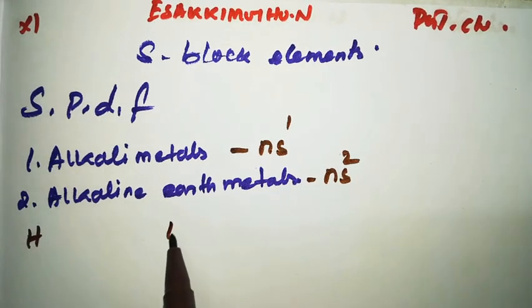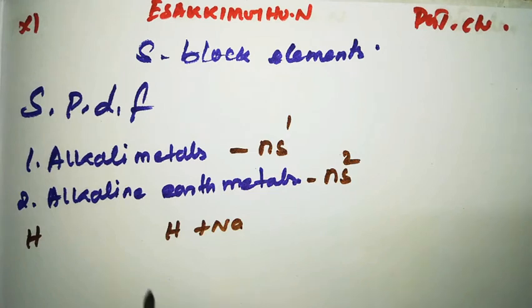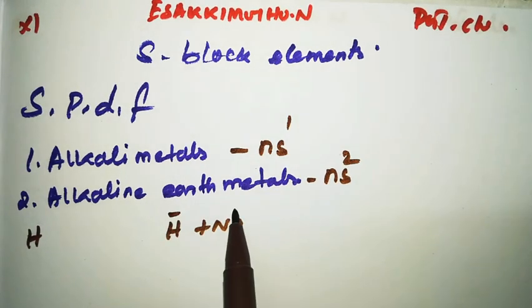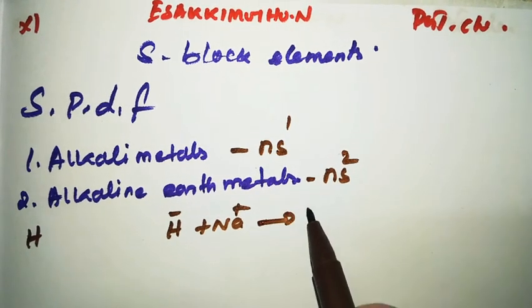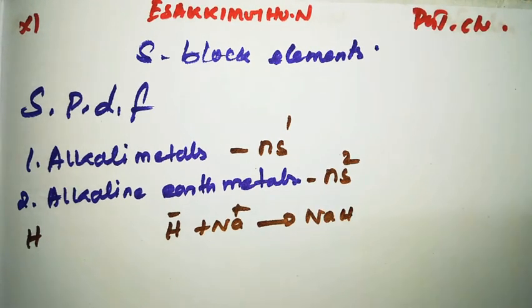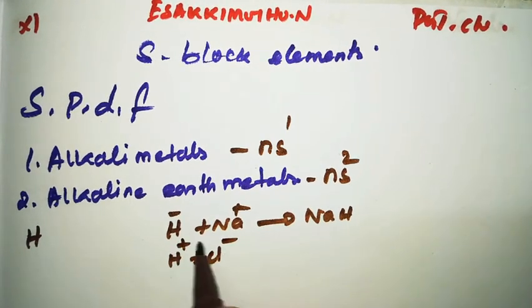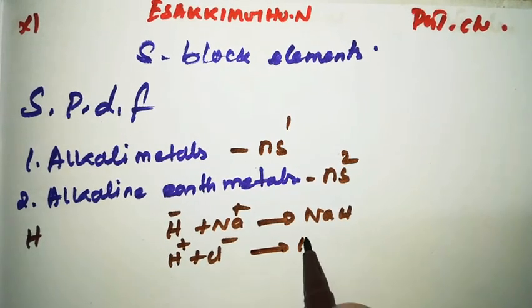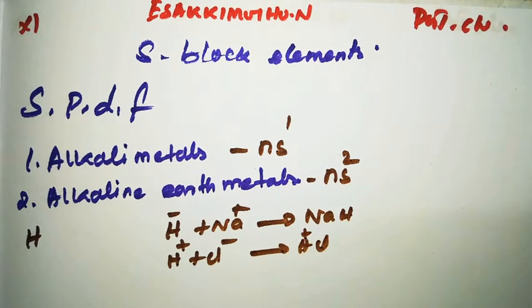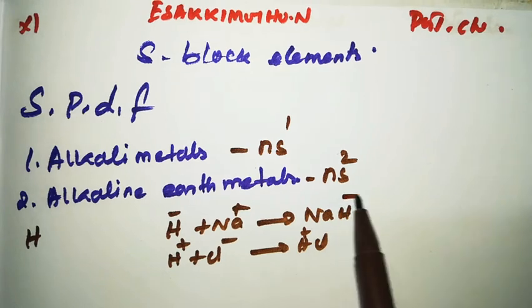When hydrogen reacts with a metal, hydrogen acts as a negative charge and the metal is positive, forming NaH, sodium hydride. Similarly, when hydrogen reacts with a non-metal like Cl minus, hydrogen acts as a positive charge to form HCl, so H plus. Hydrogen combined with a metal has a negative charge.